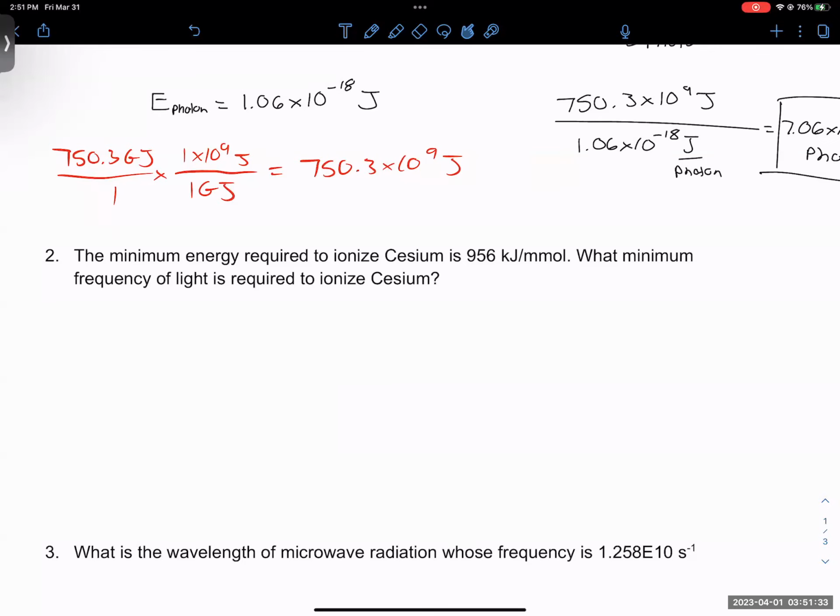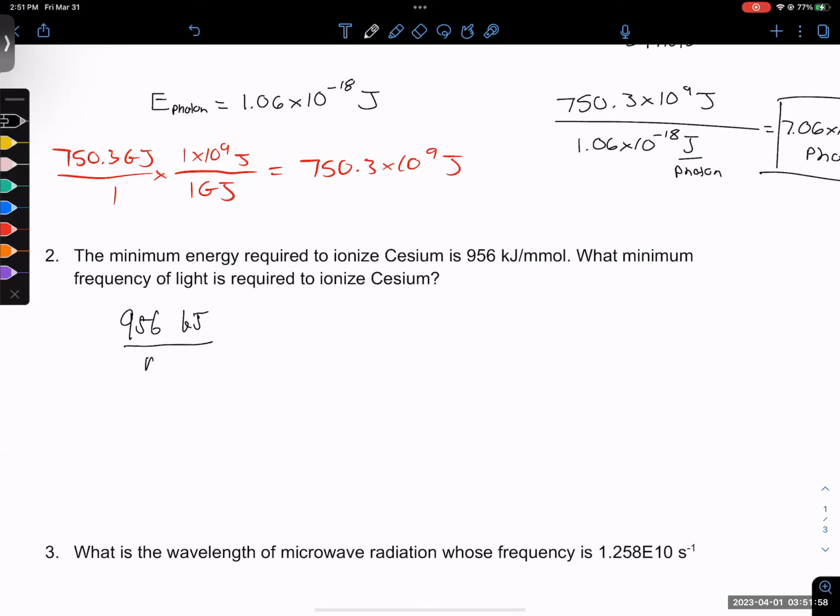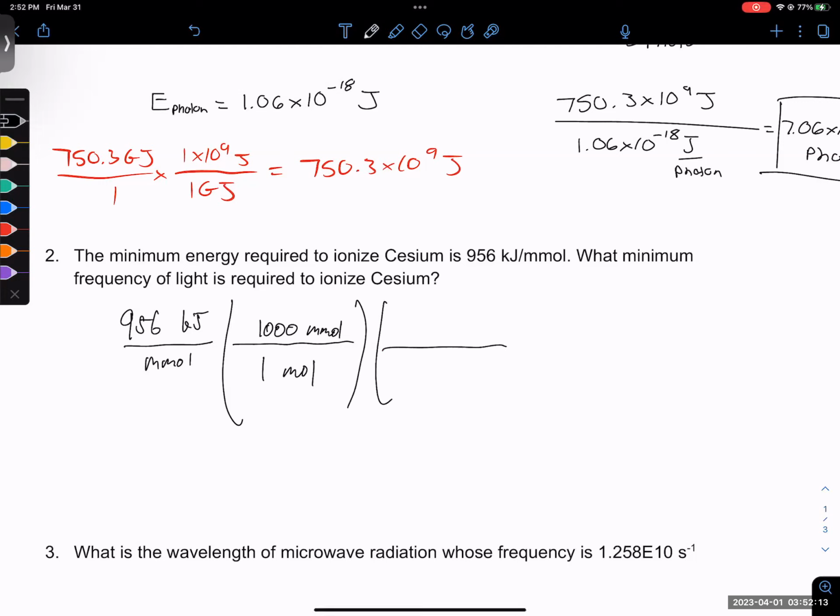All right, party people. It's Rich's time to shine. All right. Minimum energy required to ionize cesium is 956 kilojoules per millimole. What minimum frequency of light is required to ionize cesium? All right. Let's solve it out. So we'll start with what we're given. 956 kilojoules per millimole. And then I don't like these millimoles right here, so I'm going to convert it to moles. So we know that 1,000 millimoles are in 1 mole. But do we want moles here? What do we want instead?